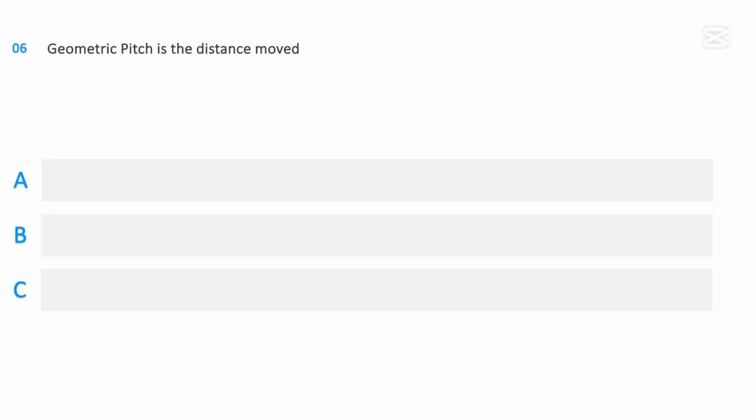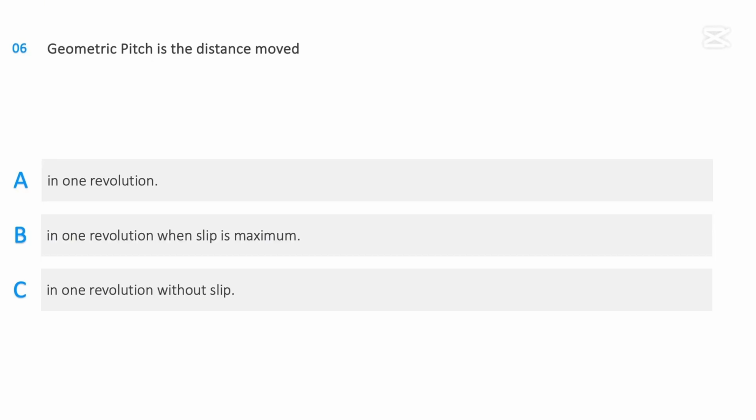Geometric pitch is the distance moved in one revolution, in one revolution when slip is maximum, in one revolution without slip. The correct answer is in one revolution without slip.